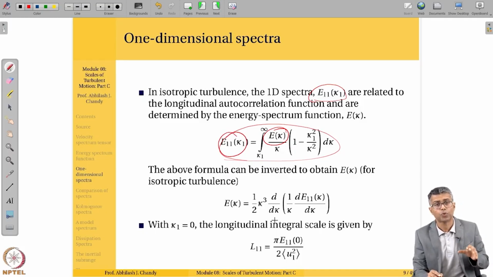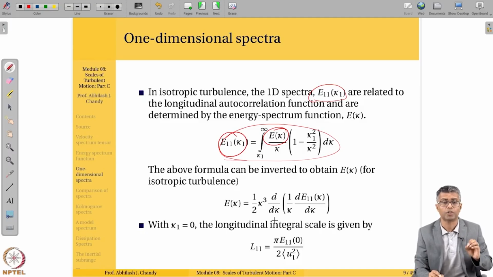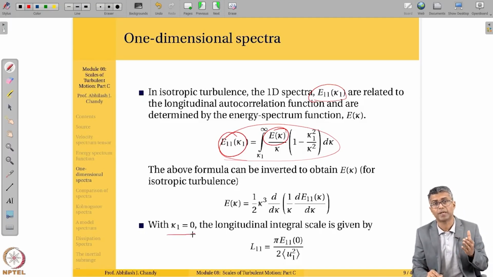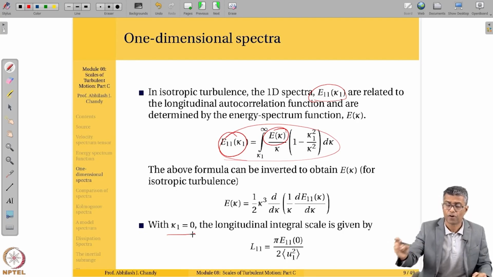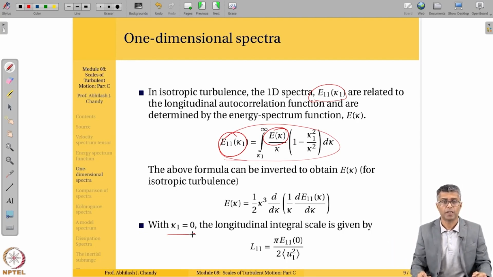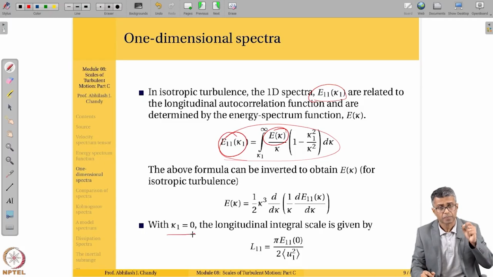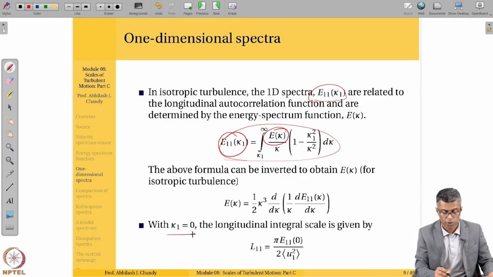Now, if you assign kappa 1 to be 0, then you can calculate the integral length scale. And we did this earlier. We derived it when we looked at Fourier transforms in time space. There was a way to get the integral length scale, a large length scale, from the spectrum function. And how do you do that? You consider the spectrum function at the lowest wave number, which is 0. So that is what we mean by kappa 1 equal to 0.